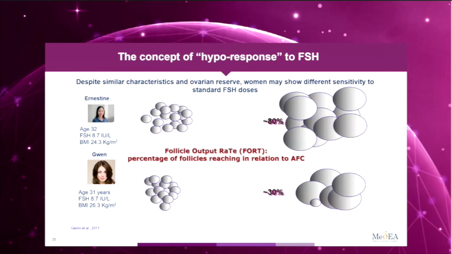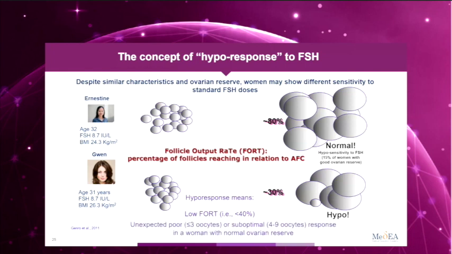These two patients have, we can say, totally different ovarian response moving from the same point. So in this case, the sensitivity of the ovary was very good, we can say normal. In this case, the sensitivity of this ovary was very low. So despite standard doses of gonadotropins, only 30% of follicles reached maturity. So this is the concept that has been explained before, the concept of hyporesponse.